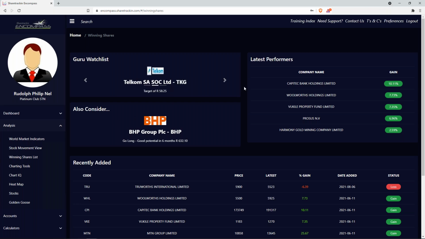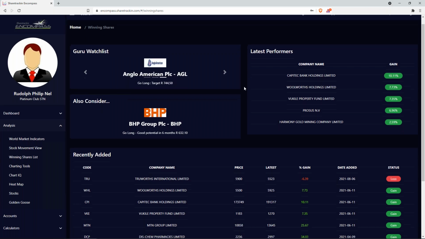Then on the right hand side are the latest performers. So the best performer so far lately is Capitec Bank with 10.11%, Woolworths 7.73%, Bukele Property Fund Limited 7.53%, Process NV with 6.96%, and then Harmony Gold with 2.59%.